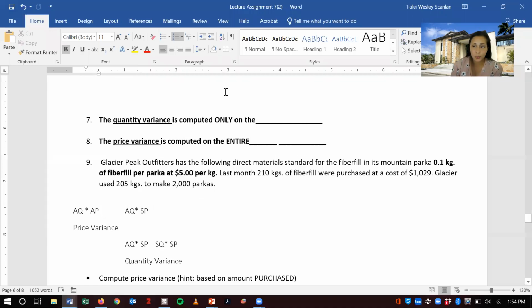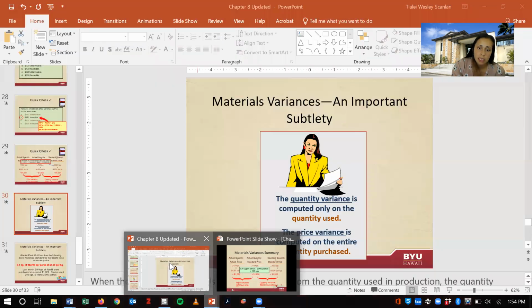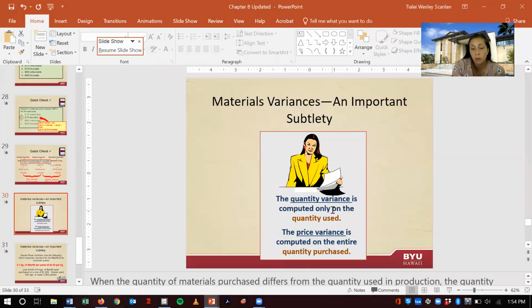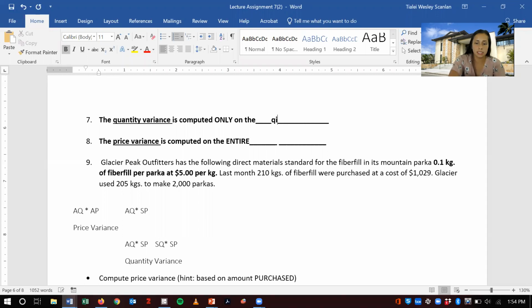Okay, so now we're going to get into a subtle difference. Number 7, the quantity variance is computed only on the quantity used, while the price variance is computed on the entire quantity purchased. So for price and quantity variance, we can use a different actual quantity.